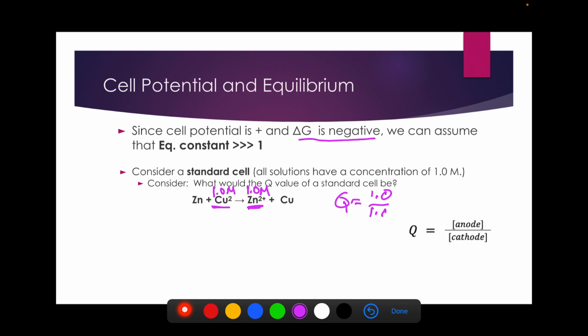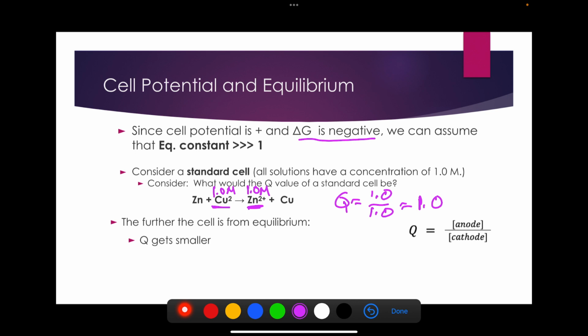Solving, we get a Q of 1. Notice that this is not a very large number. Therefore, we are not yet at equilibrium. We can also infer, though, that the further the cell is from equilibrium, the smaller Q will get. If we move further and further from equilibrium, in other words, in this case that would be in the reverse direction, we will be increasing the cathode concentration and decreasing the anode concentration, thereby decreasing Q.